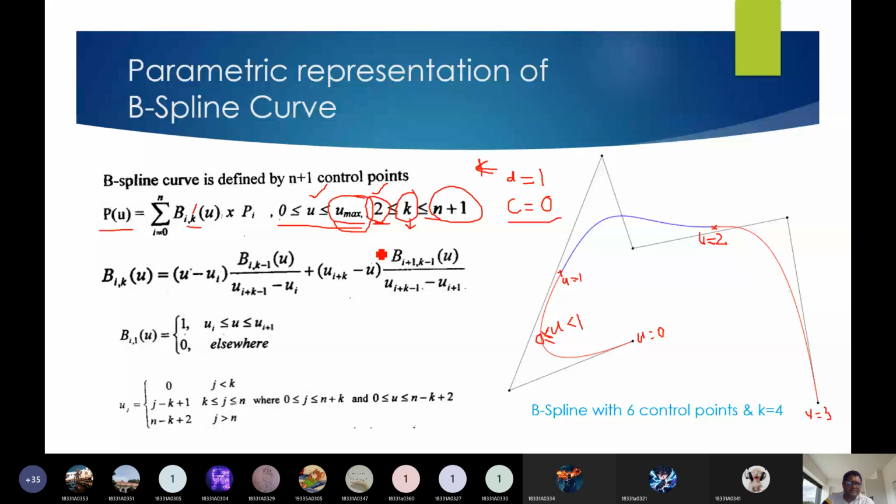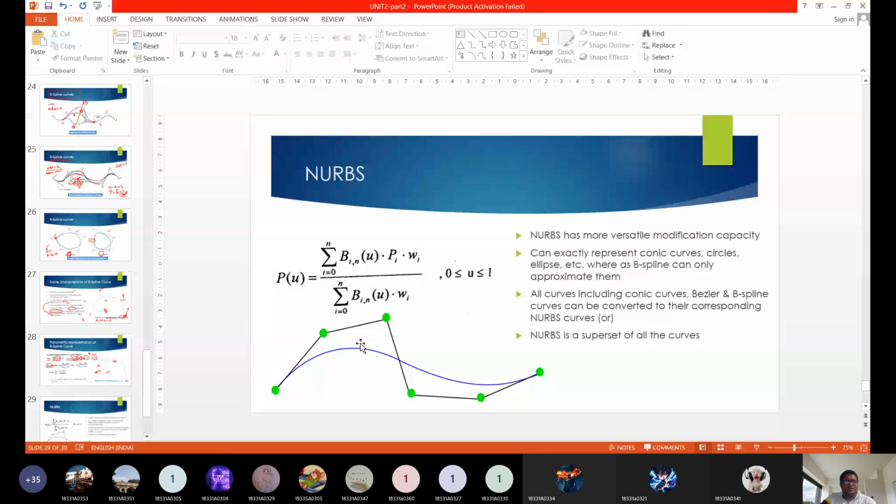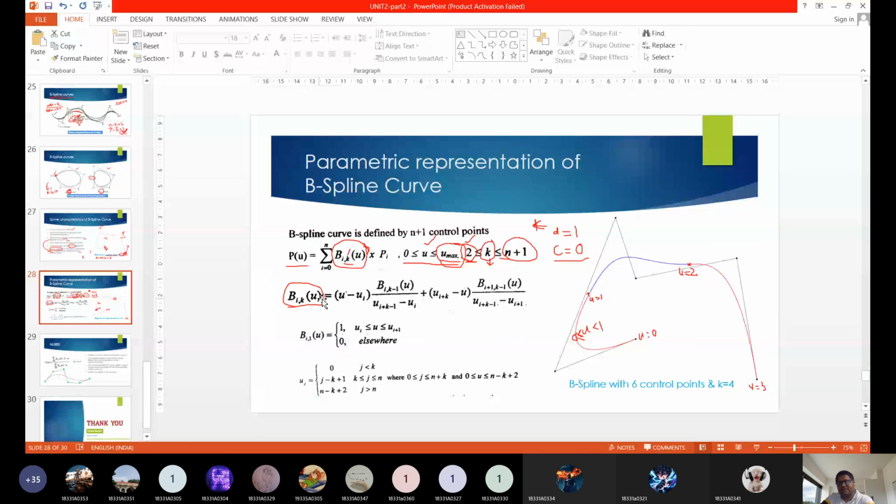So in this parametric equation, there is a term called B i,k of u. There is an expansion for this B i,k. Just like the blending functions of the Bezier curve, here also there are other terms denoted with B i,k of u, which are expanded. The expansion of B i,k of u is this way.